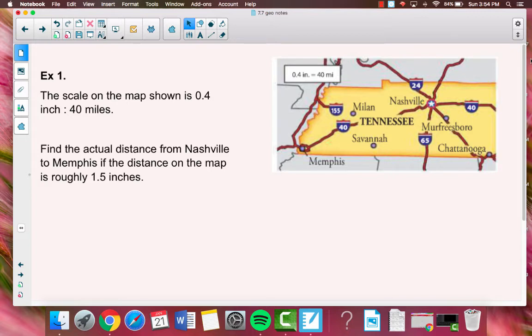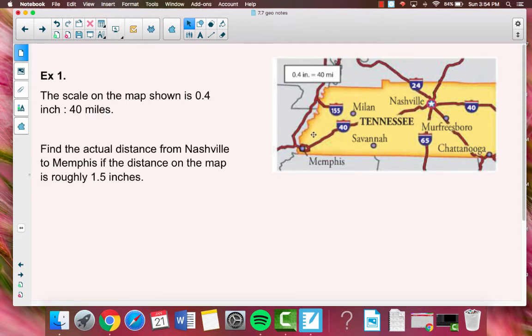But this one says the scale on the map shown is 0.4 inches to 40 miles. So we didn't write it as a fraction. On maps, you usually see it written this way or with the colon in between. And they tell you, find the actual distance from Nashville to Memphis if the distance on the map is roughly 1.5 inches. Now, here I tell you what the measurement is, but on your homework, you may have to measure it yourself. So if you have trouble with a ruler, please let me know. So they are looking from Nashville to Memphis.